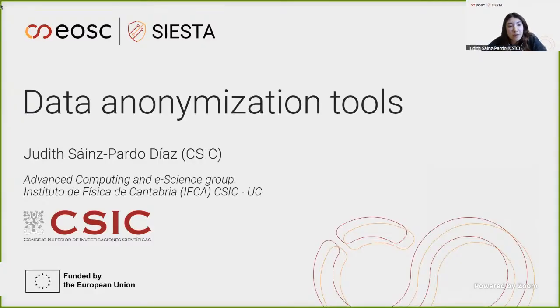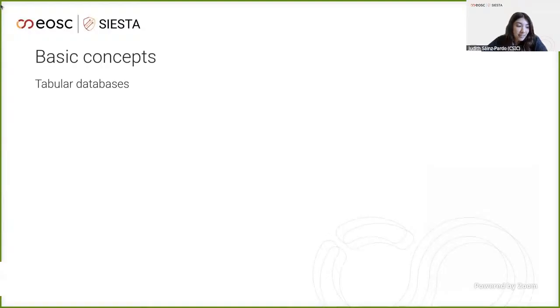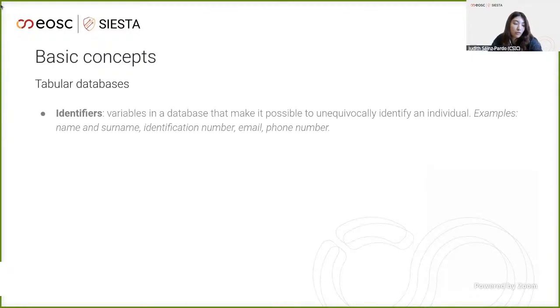And as already mentioned, I'm going to start talking a little bit about data anonymization tools. We are going to focus on 2 tools that are mainly for anonymizing sensitive tabular data, but also for checking the level of anonymity of a dataset. But first, as I have already said, we are thinking of tabular datasets. So let's start with some basic concepts that we need to know in order to understand how these tools work.